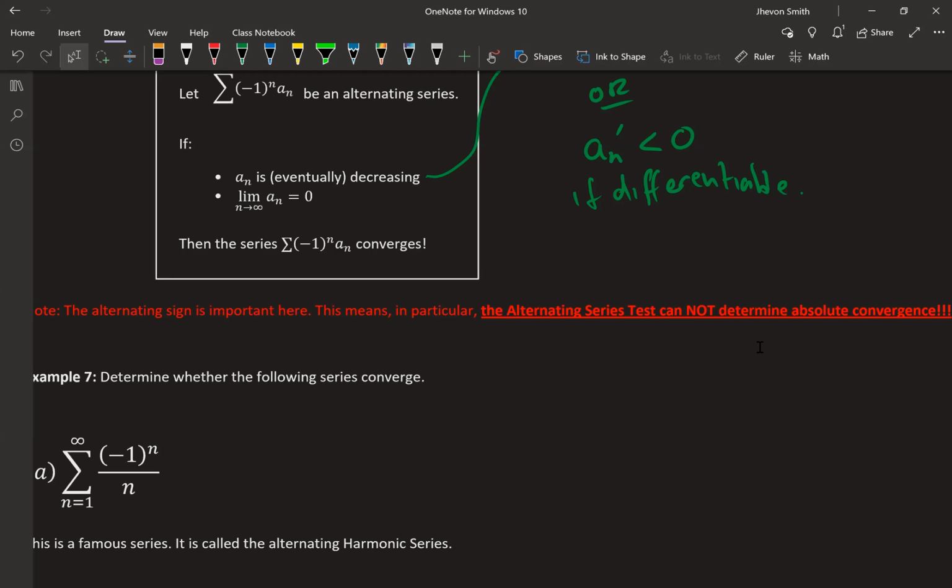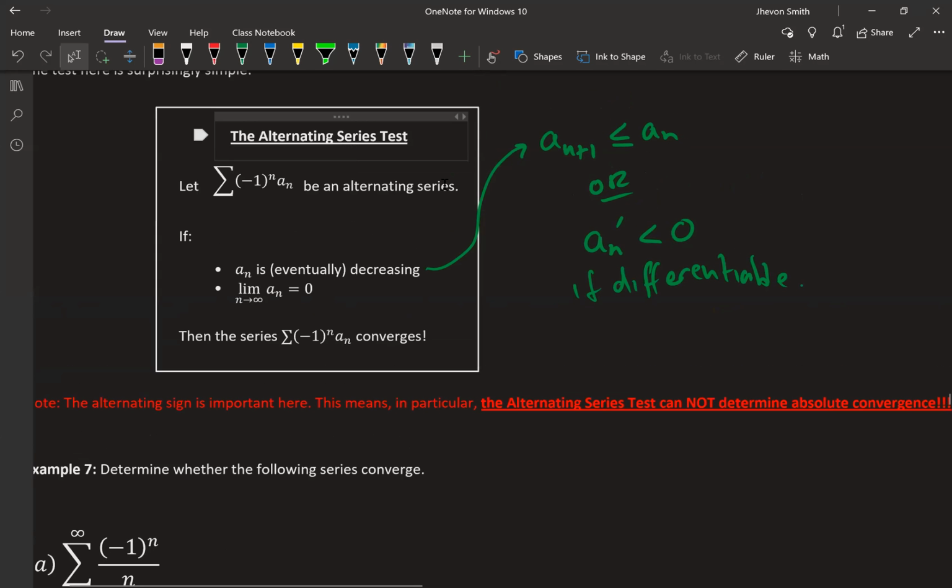So this test can only work if we don't have any absolute values. Once the signs are alternating, if the terms are decreasing in magnitude, then we can apply it. The name of this test is the alternating series test, because it applies to alternating series with alternating signs. Once I realize I have an alternating series, if the terms are decreasing in magnitude and the limit goes to 0, then the series converges. You can only determine conditional convergence from this test. It cannot tell you about absolute convergence. This is a very common mistake for students to make. That's why I put it in red and underlined it.